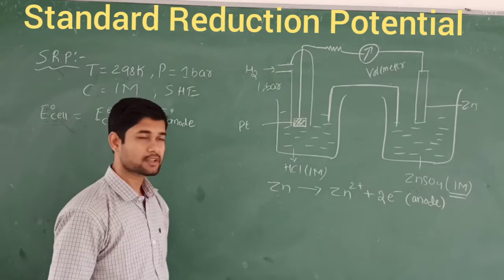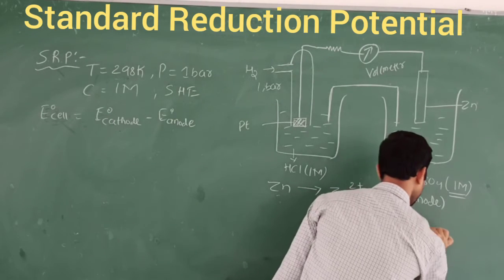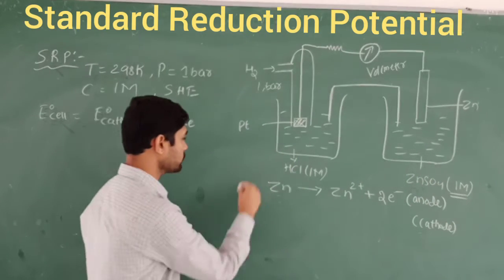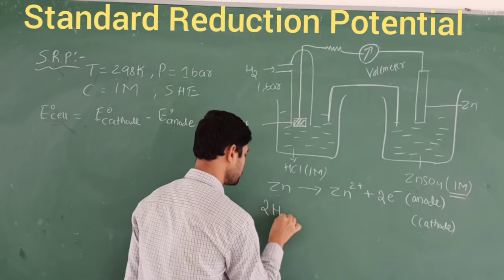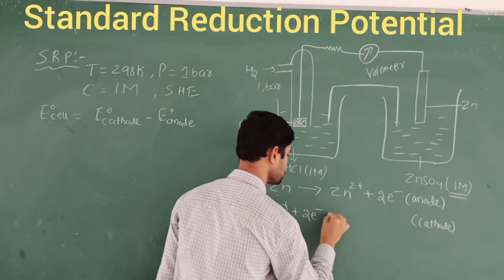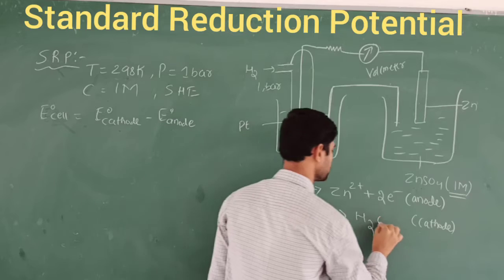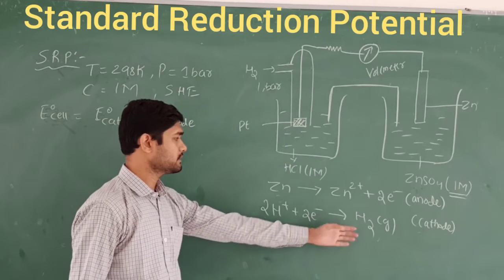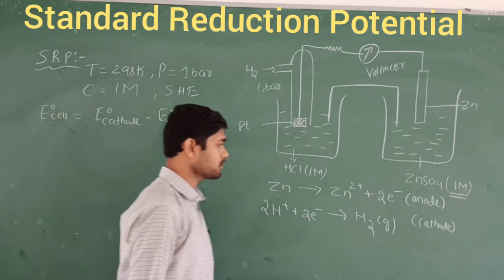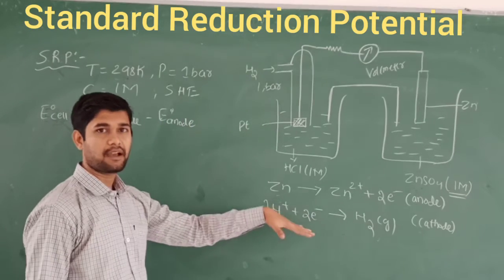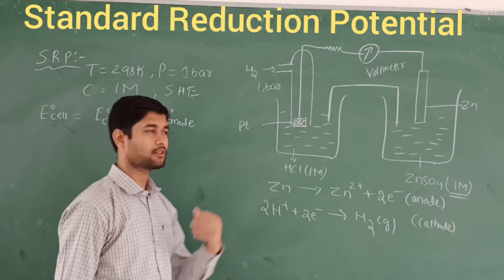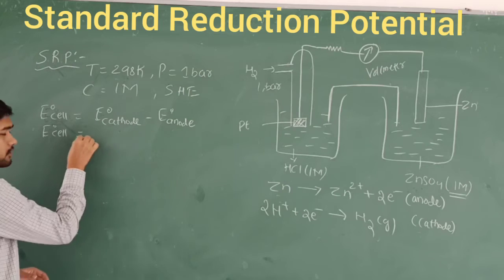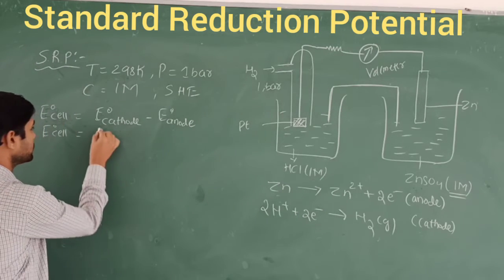What about the cathode reaction? Here the cathode we are going to take is the hydrogen electrode. Now I am going to take 2H+ plus 2 electrons giving hydrogen. So this is a standard reduction potential. Here this is the cathode and this is the anode. You know that the electrode potential of the SHE is always 0. Therefore, in order to calculate the zinc electrode potential, E0 cell here becomes 0.